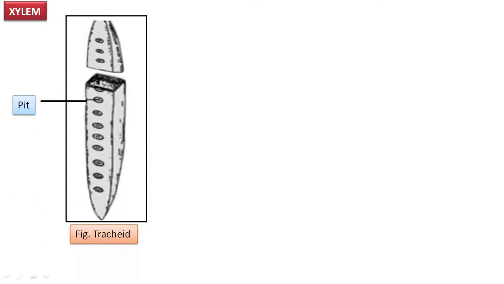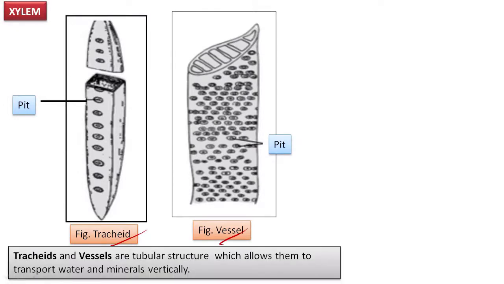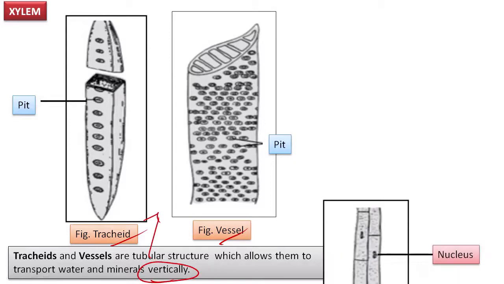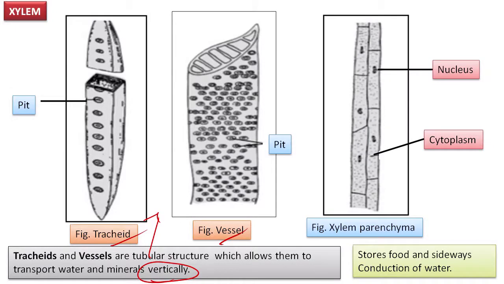Here, xylem consists of tracheids and vessels. Their structure allows them to transport water and minerals vertically, as you can see. Whereas xylem parenchyma has nucleus and cytoplasm. It stores food and does sideways conduction of water.